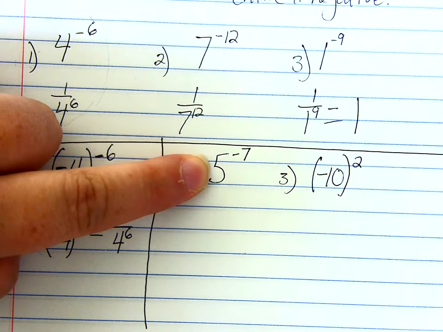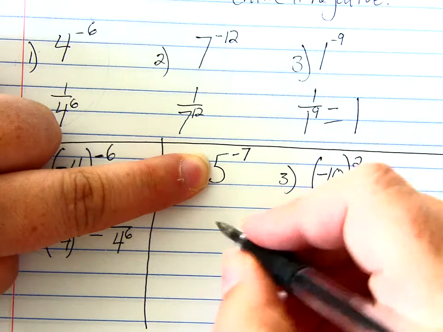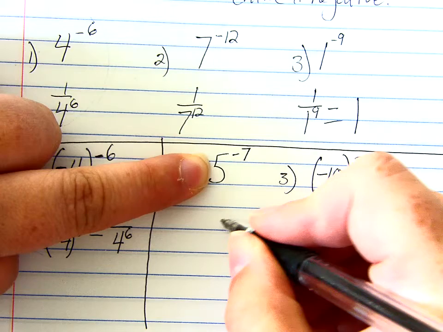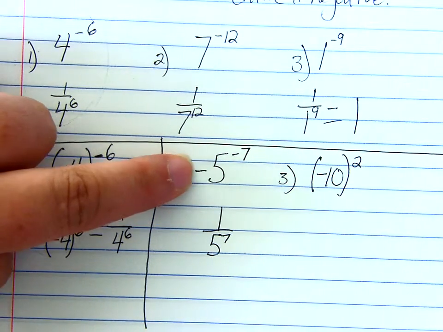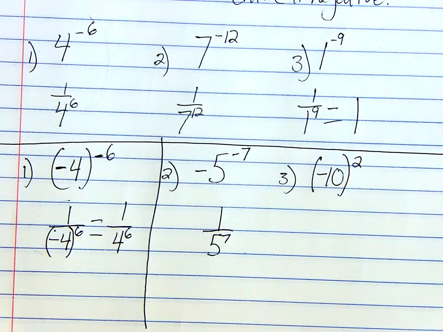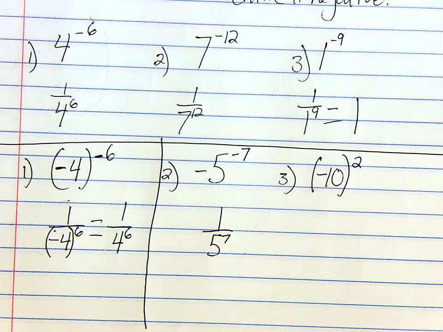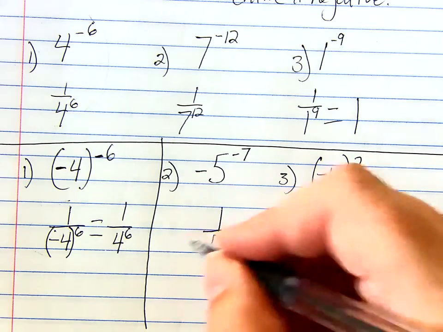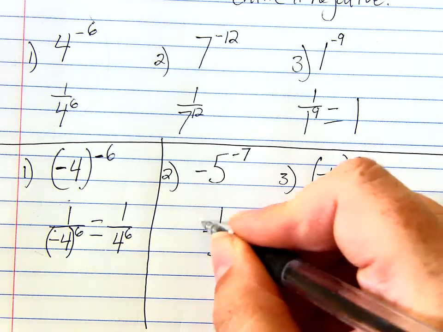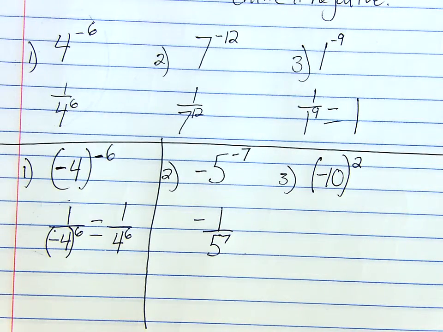So if I cover that up, what's 5 to the negative 7th? 1 over 5 to the 7th. And you guys are pretty good with that. 1 over 5 to the 7th. But now this means make it negative. So where do I put the negative? It actually doesn't matter. Remember, it's a fraction. You can put it on top, you can put it on the bottom, you can put it on the front. Just make sure it's somewhere.